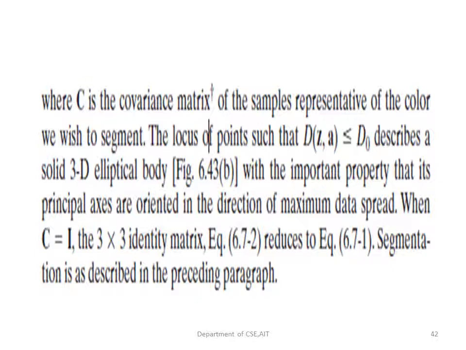When C is equal to I, that means when the covariance matrix is the 3x3 identity matrix, it reduces to the simpler one of type 6.7.1. The segmentation will be described next.